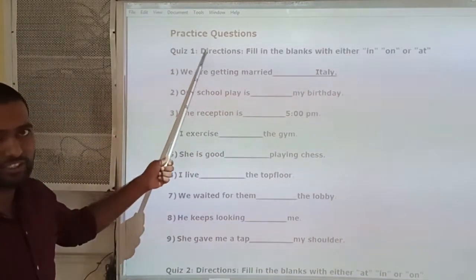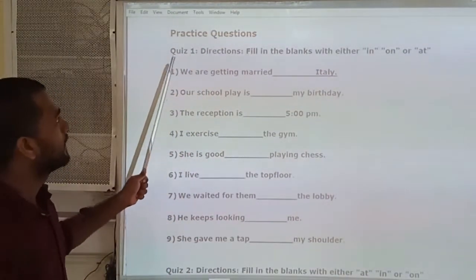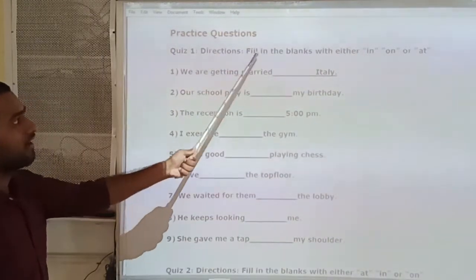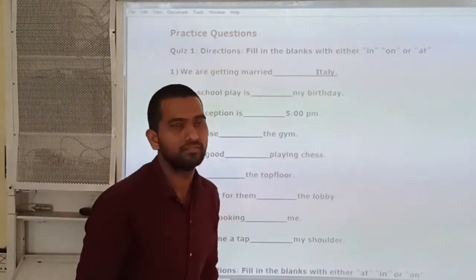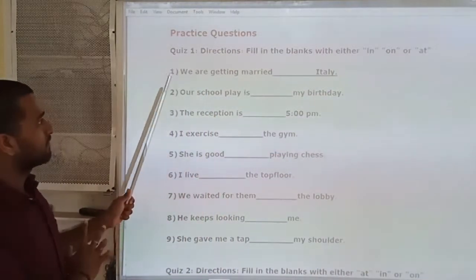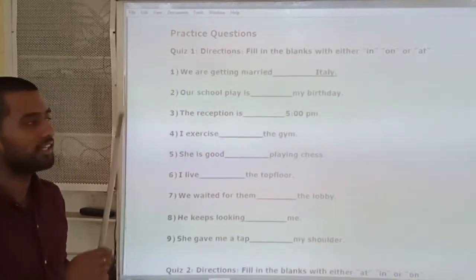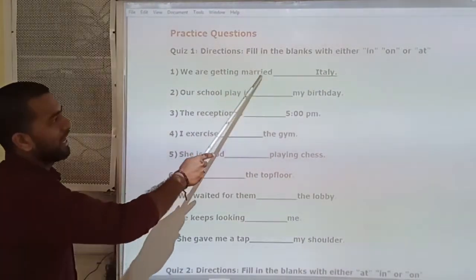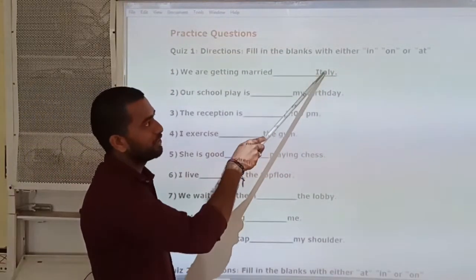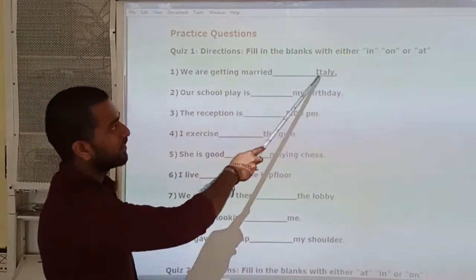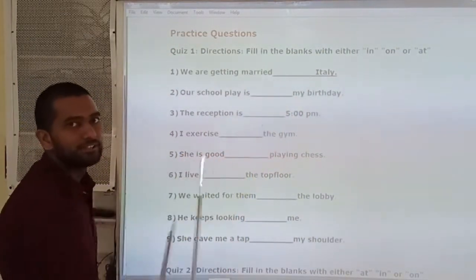Next, there are some practice questions I have given. Let us practice now. The directions are given. Here it is quiz 1. The directions are: fill in the blanks with either in, on or at. First one, look at the questions. I am reading them. Try to answer them. If you know, just answer. We are getting married, dash, Italy. Before a place we use the preposition. It is a bigger place, so we use in. What is the answer here? We are getting married in Italy.